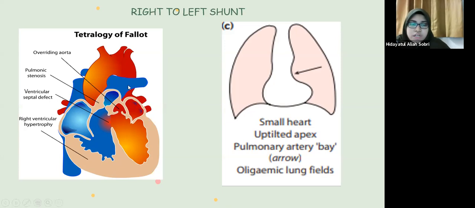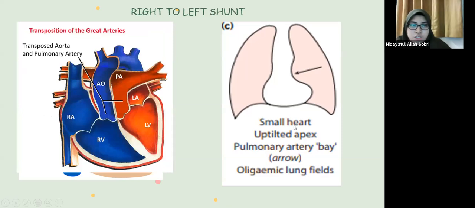So as we all know, the left compartment of the heart will supply the oxygen. So this deoxygenated blood will be supplied to the parts of the body, and the patient becomes cyanotic because this blood contains less oxygen saturation. And this is also the finding on the X-ray, which is a small heart, upturned apex, and also a pulmonary artery bay, and also oligaemic lung fields.